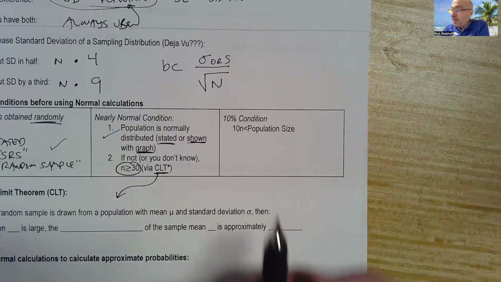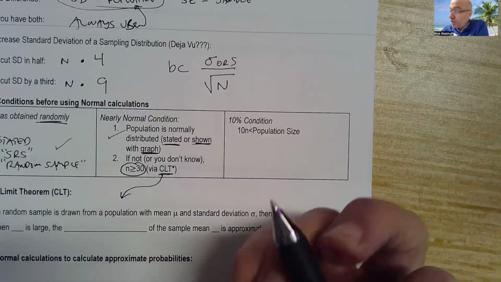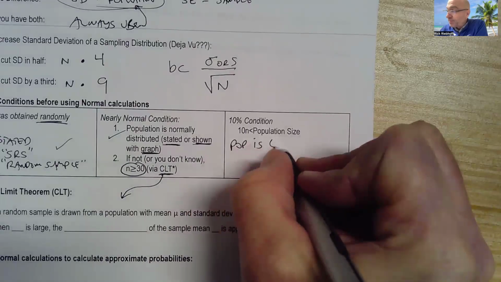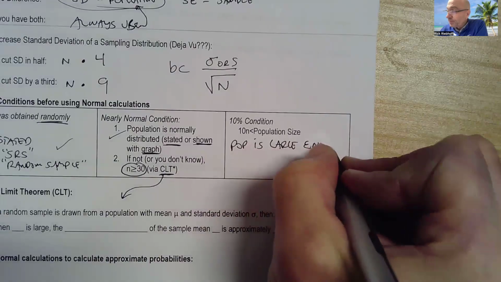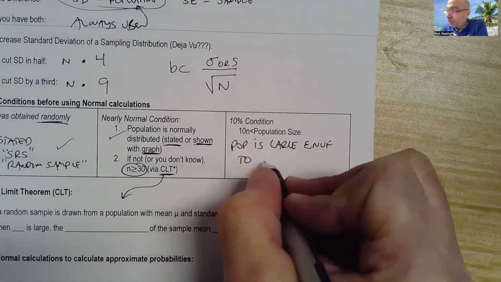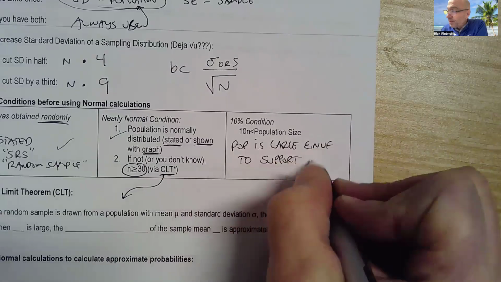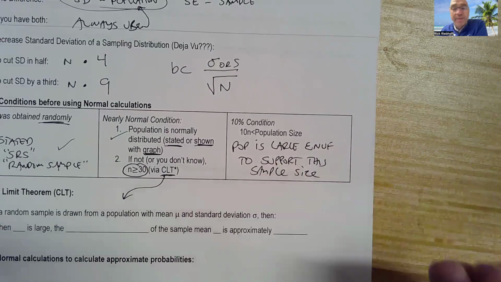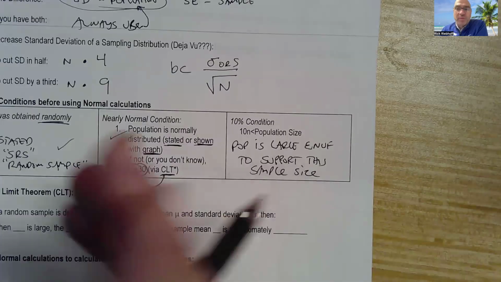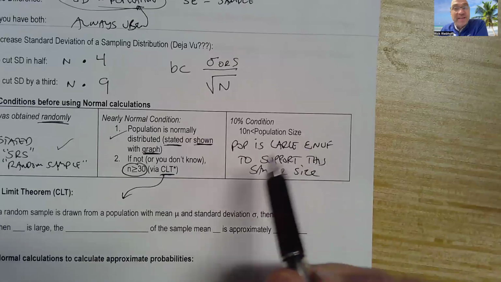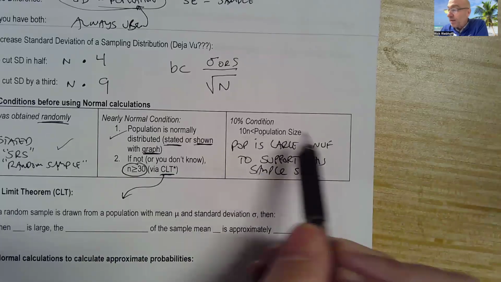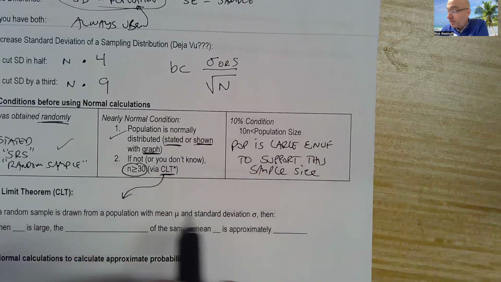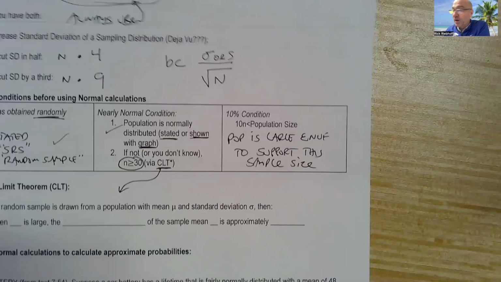And then the 10% condition, which we had in proportions. We need to make sure our population is large enough to support this sample size. This is for independence. So this doesn't really help us with a nearly normal graph, but this helps with independence. We'll talk about this a little bit more in depth later. But this is the third condition. Make sure our population is big enough to support this sample. Cool. All right, let's move on.